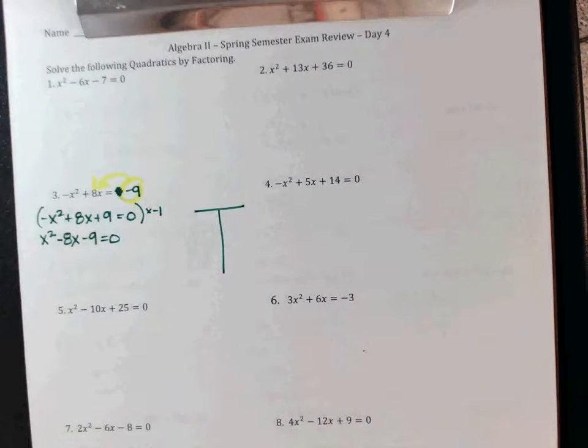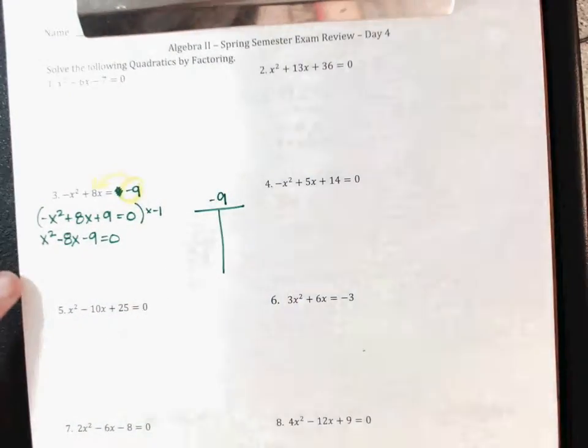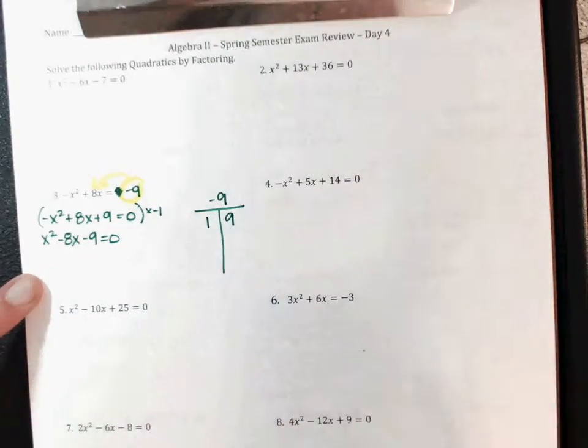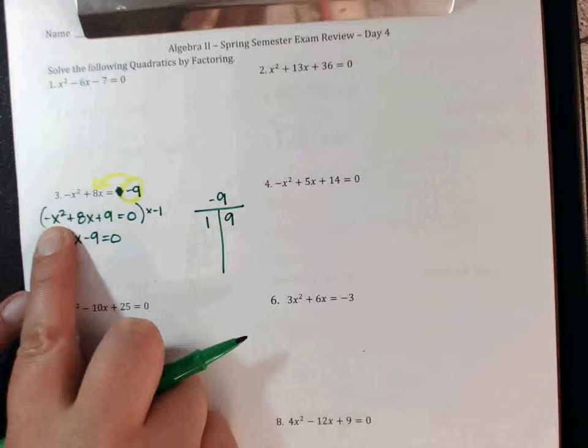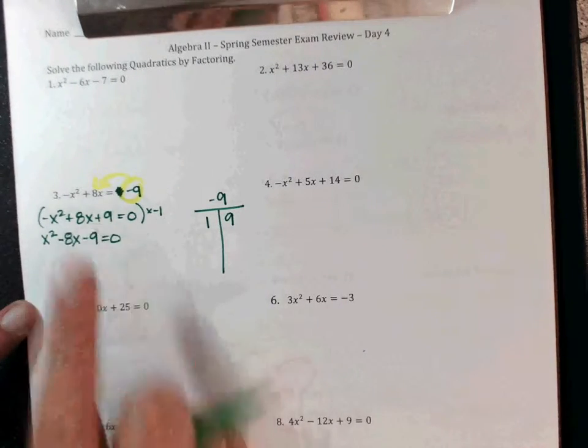So top of the chart, what number do we put? Negative 9. Good. What are my factors for 9? Two partners: 3 and 3, plus 1 and 9. Because you can't t-chart when the first term is negative, you have to change all the signs, basically. So that turns positive, those both turn negative.